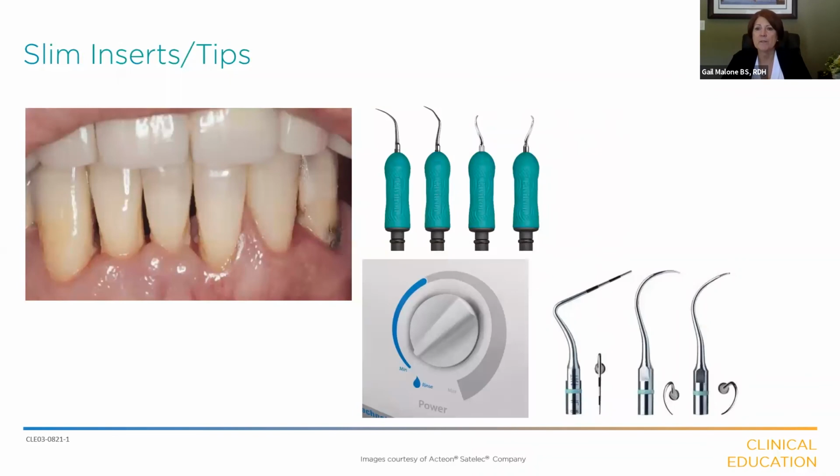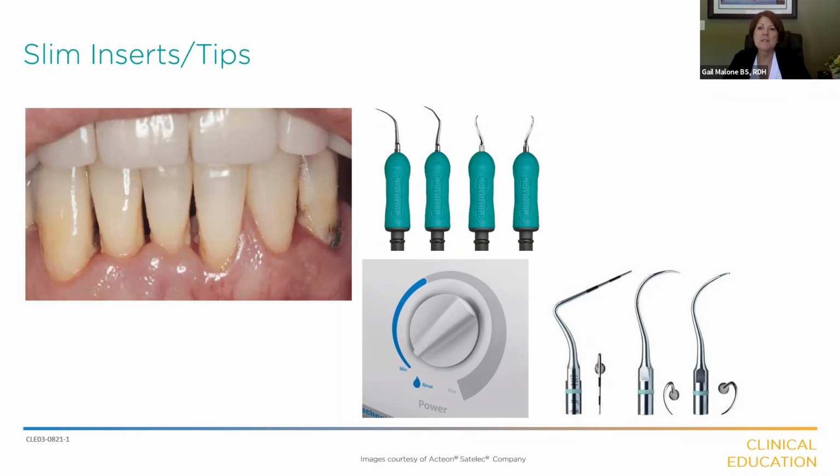The thinner diameter inserts, referred to as modified or slim inserts, are indicated for the removal of plaque biofilm and light to moderate deposits in the smear layer. These inserts are approximately 40% thinner than a standard insert, and they improve our access in subgingival areas. The line of slim inserts includes two straight inserts and two area-specific curved inserts.